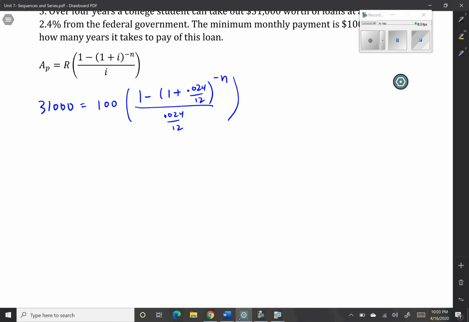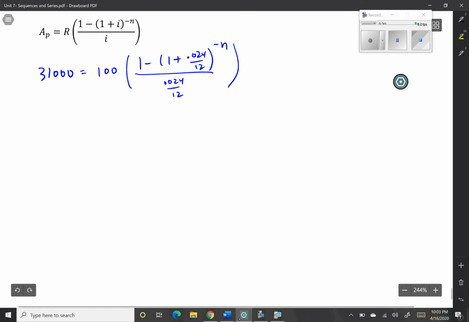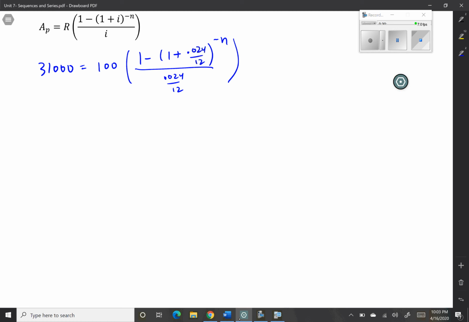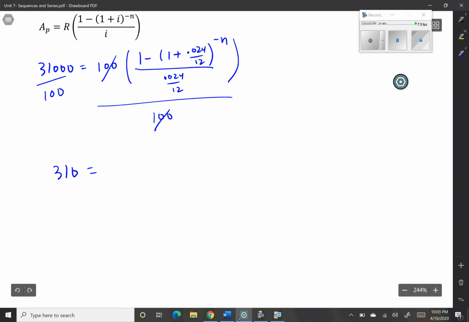As soon as I see the variable in the exponent, I'm instantly thinking logarithms. But I have a lot of messy stuff around that exponent that I have to get rid of or move before I can start on the logarithm piece. So the first thing I'm going to do is divide by 100. Why? It's going to get rid of that 100 in the front. If I divide both sides by 100, I get 310 is equal to 1 minus, and I can clean this up, that's a nice decimal, it's 1.002. Type it in your calculator if you don't believe me. And that's all divided by 0.002.